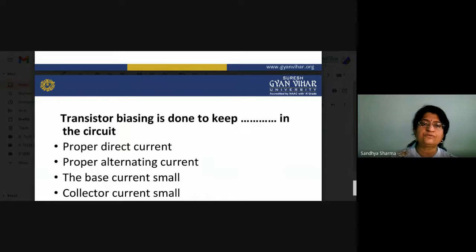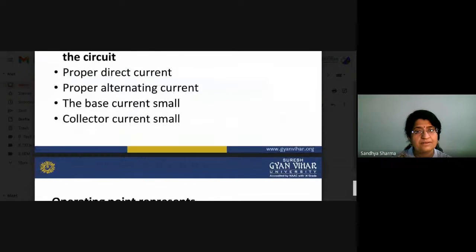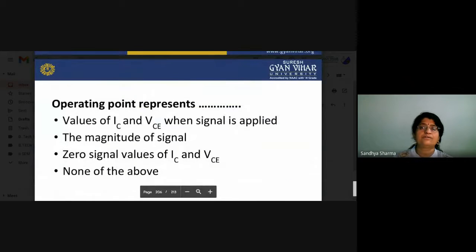Transistor biasing is done to keep the circuit proper. So what do we have to keep if we do the biasing? Proper direct current, alternating current, base current is small, collector current is small. So what parameters do we have to remember in this part? And what about the operating point? In which parameters do we call the operating point?